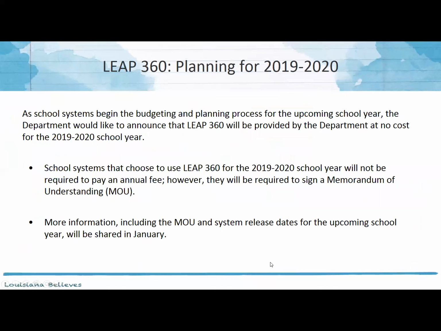All right, moving into LEAP 360. As we look forward to planning for next school year 2019-20, the department is sharing that LEAP 360 will continue to be provided at no cost to school systems for the 2019-2020 school year. As in previous years, school systems will be required to sign a memorandum of understanding which protects the content of the test. The MOU for LEAP 360 along with system release dates will become available in January. Districts should anticipate a cost for the following school year.